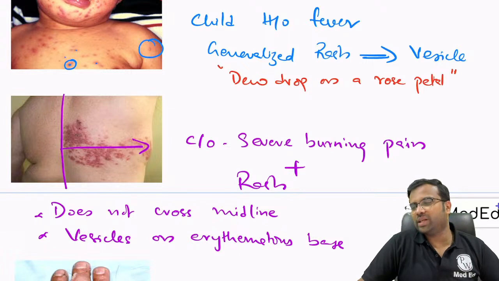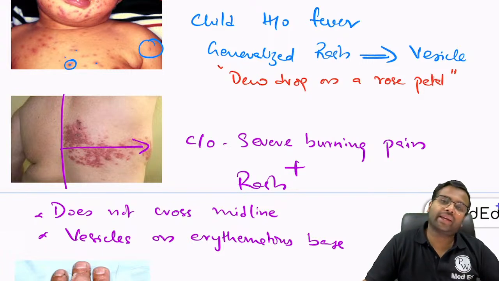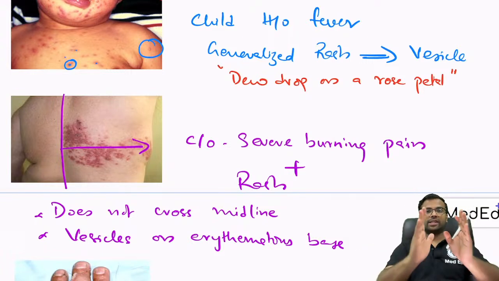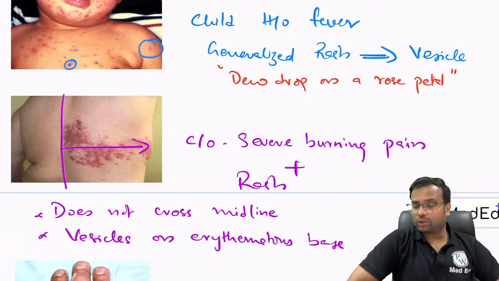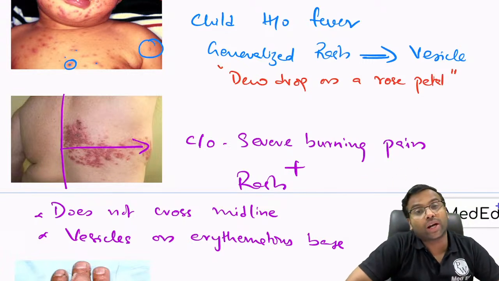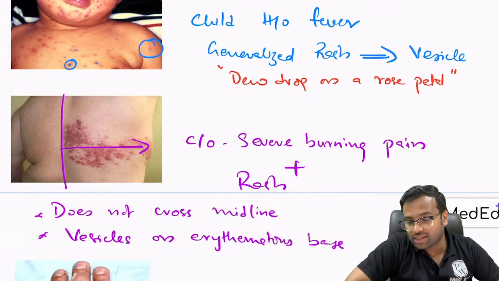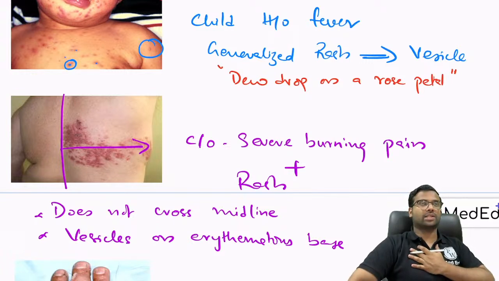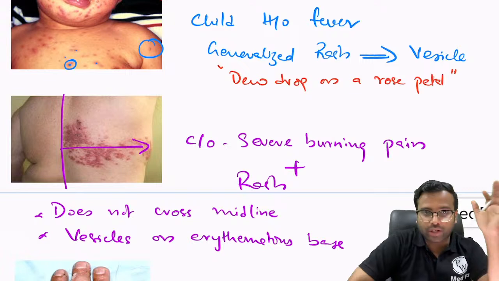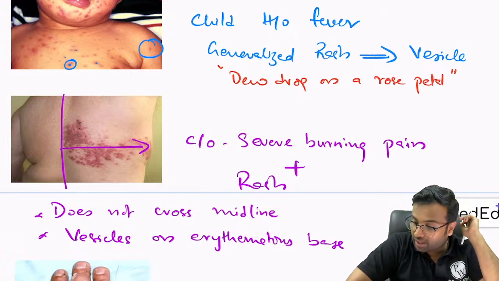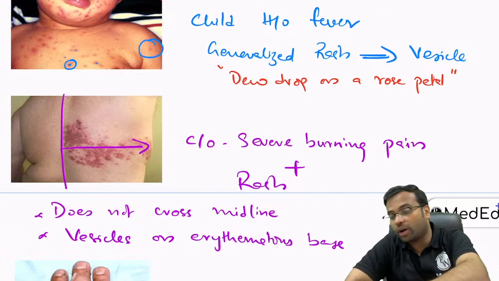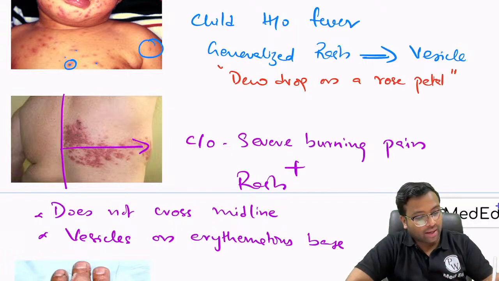The moment you see this, you don't even need to take a history, because you can see that it is clearly over one side of the body. So it is along a nerve root or a dermatome. In the chest and all, the differential diagnosis can be a chest pain, isn't it? Yes, dermatomal means shingles or herpes zoster.